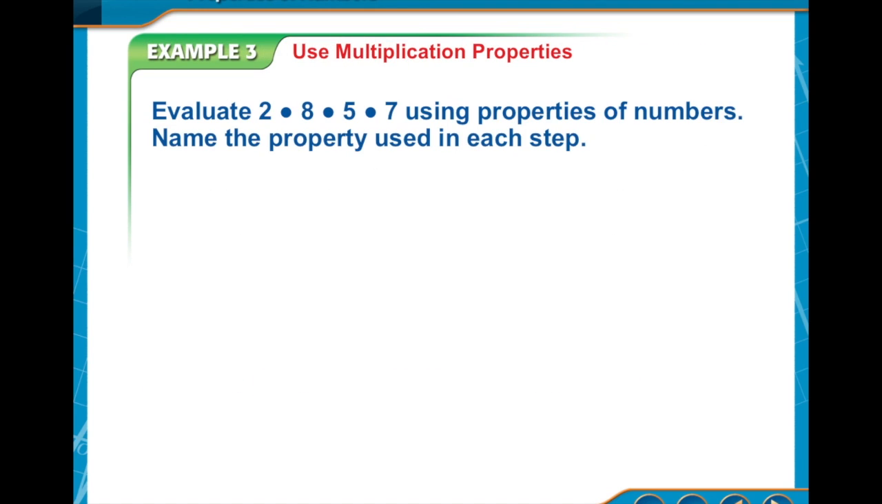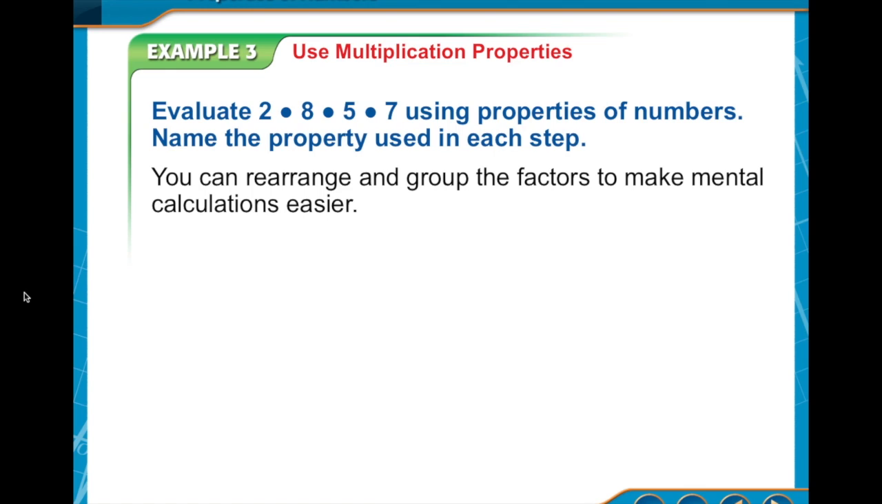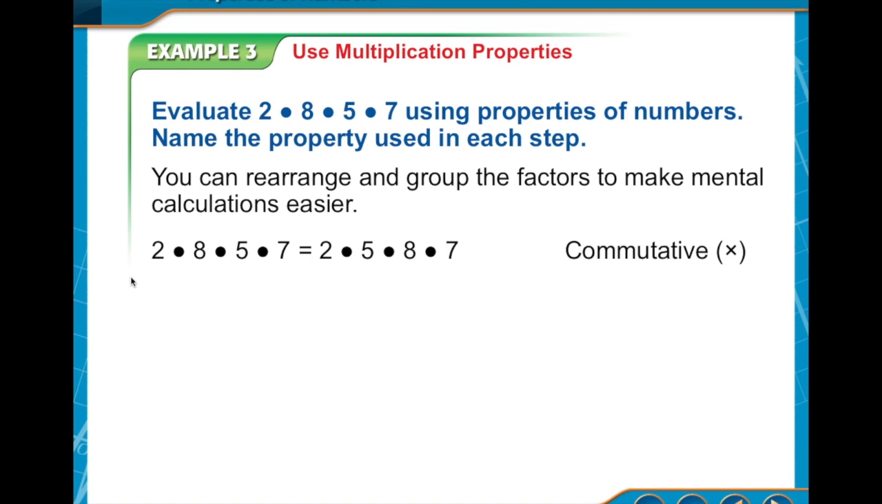So example number 3, we can use multiplication properties to evaluate a given expression. So we have 2 times 8 times 5 times 7. And we want to use properties of numbers and name the properties used in each step. So we want to take this whole thing and make it equal to one number and simplify it. So let's start. We know we can rearrange and group the factors to make our calculations easier. So we can move them in any order we want because multiplication is commutative.